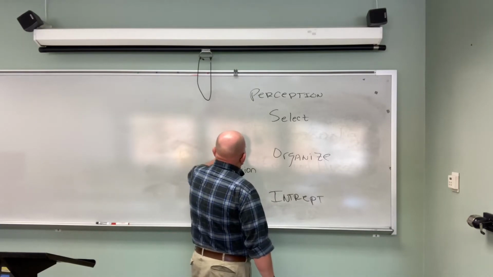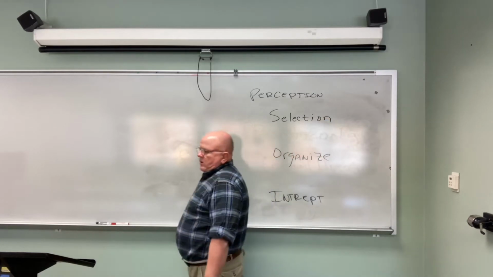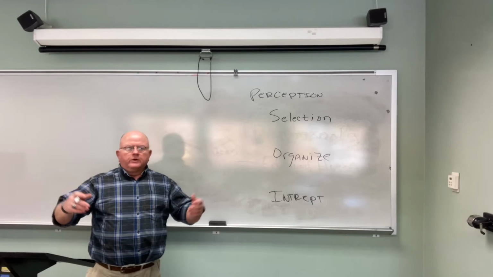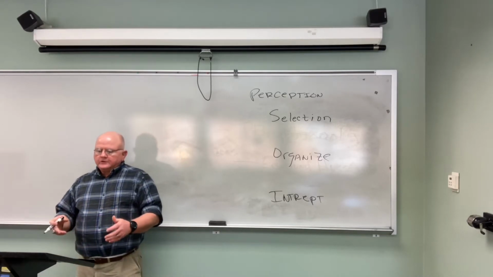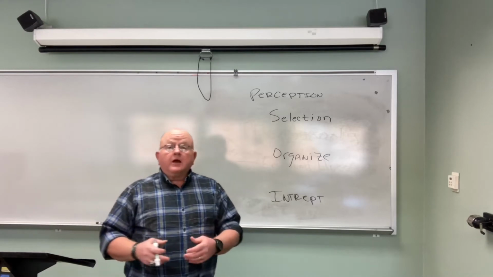Okay, first of all, there are 3 steps to perception. First of all is selection. We cannot experience everything that we're exposed to. So the first step is focusing on a select subset of incoming information.